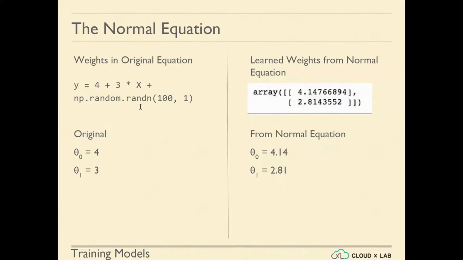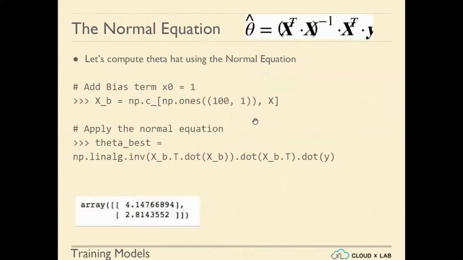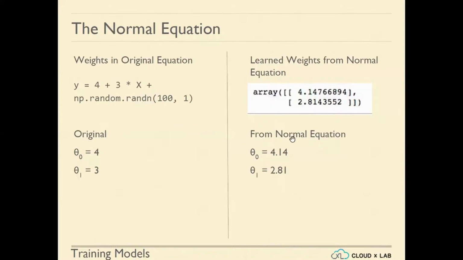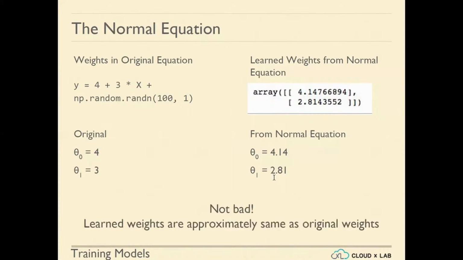But yes, if you do not use this random term, and if you use these equations, then you will get the same values. Theta 0 is equal to 4, theta 1 is equal to 3. If you remove this random value, then you will get exactly the same values. Okay. So we are learning here the optimal weights, and the optimal weights are approximately the same as the original weights, right?